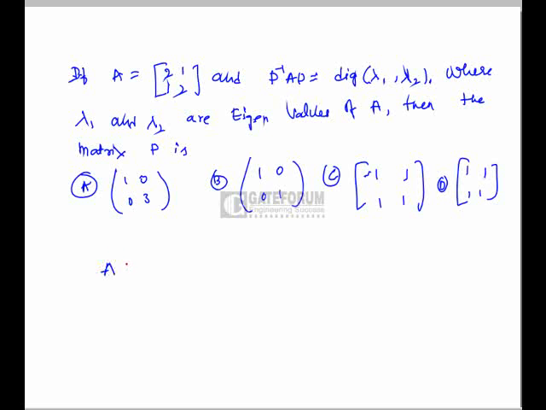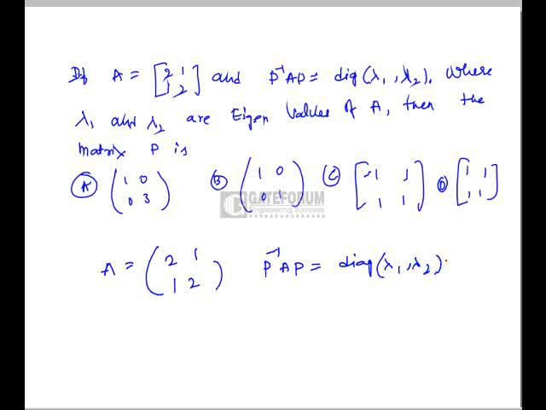In this problem, it is given that A is the matrix 2 1 1 2, and also given that P inverse AP is nothing but the diagonal matrix of lambda 1 comma lambda 2, where lambda 1 and lambda 2 are the eigenvalues. Then we have to find this matrix P. In order to find P, first we have to find the eigenvalues. If I find the eigenvalues of A, they will be 1 and 3. You know the method: find the characteristic equation and find the roots, by which you get the eigenvalues.